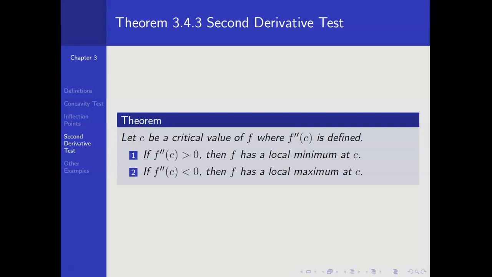So if we have a critical value, remember we find critical values by finding where the first derivative is 0 or does not exist. In order to use the second derivative test, the second derivative has to be defined at that critical value. And if it's positive, then there's a local min. And if it's negative, there's a local max.